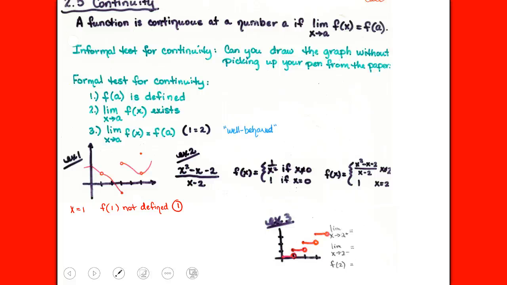My function is not defined at 1. f of 1 is not defined. There's a hole in the graph there. When x is equal to 1, y equals nothing. So that would be my justification for my discontinuity.